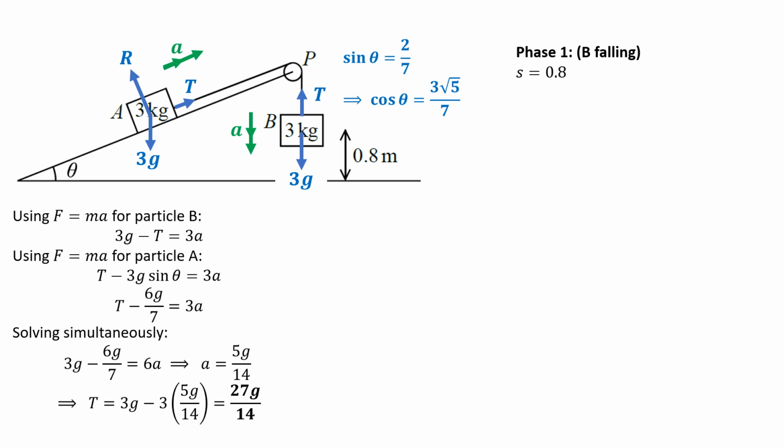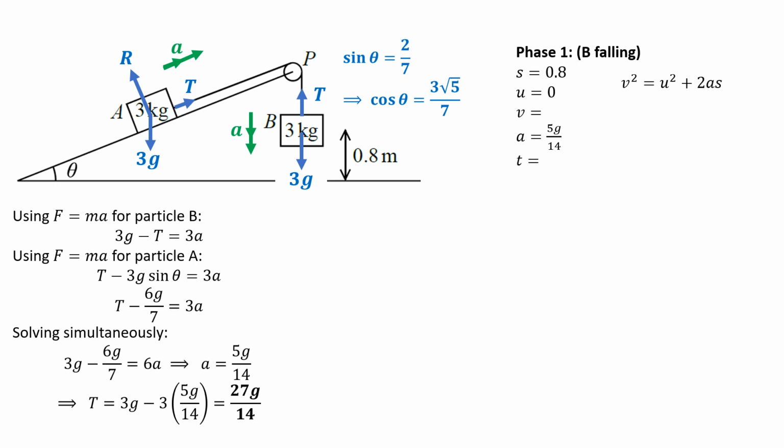First of all, while B is falling, it falls 0.8 meters. It starts from rest. We don't know how fast it's going at the end. That's actually what we want to find out. We do know the acceleration. That was the 5g/14 that we just calculated. And we don't know or care about the time it takes. With that information, those three known values, we can find the unknown value.